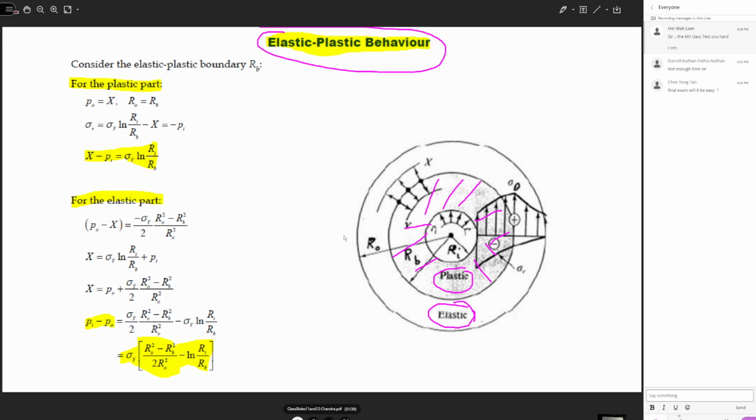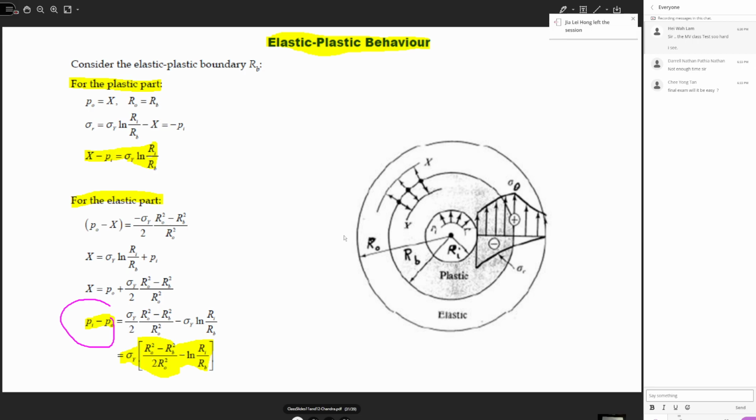Now, when the thick wall cylinder is partly elastic and partly plastic, we can see the formulations. You can write Pi minus Po. This is for the elastic part. You can write it in terms of the yield stress, sigma y. So this is the formula for the plastic behavior. For the plastic part, X can be replaced with P naught.